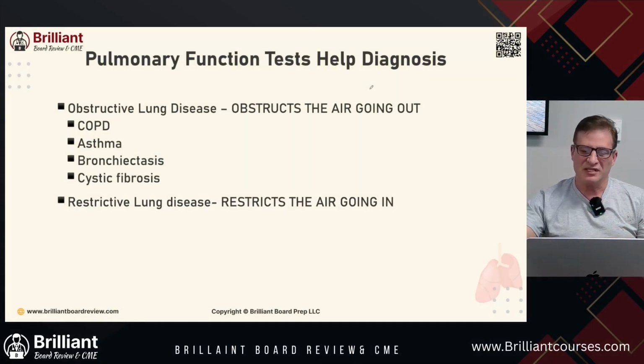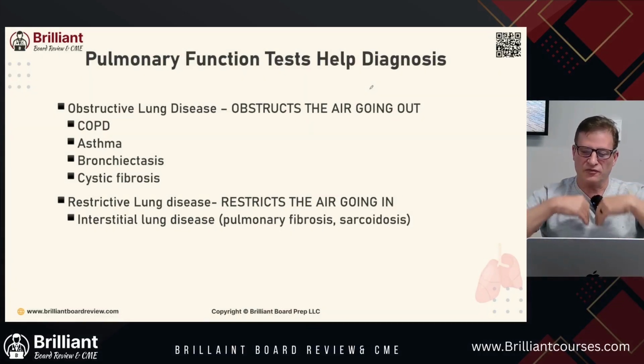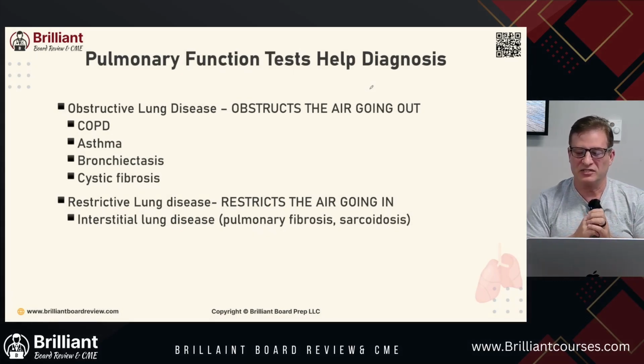Restrictive lung disease is the restriction of the air going in. It's hard to get the air in, so the patient is restricted from filling. Interstitial lung disease, pulmonary fibrosis, sarcoidosis, those make it difficult for the air to get into the patient's lungs.